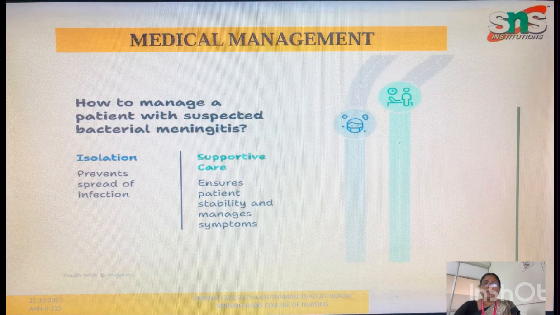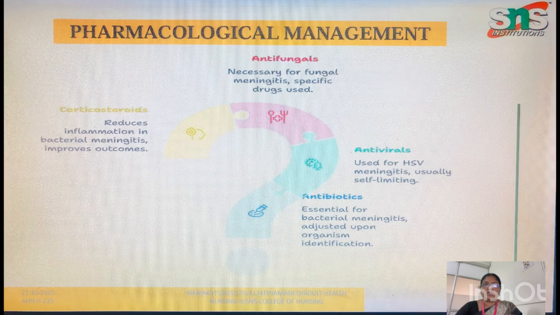The next one is the medical management: how a patient with meningitis will be handled. How do we manage a patient with suspected bacterial meningitis? In the image you can see there are two major options. One is isolation, to prevent the spread of infection, and the second is supportive care, which ensures the patient's stability and manages symptoms. So isolation and supportive care come under the medical management.